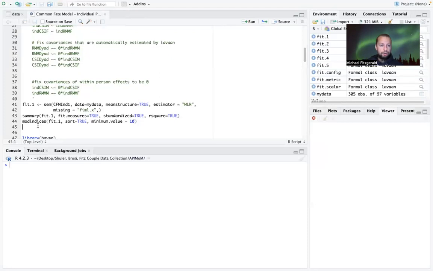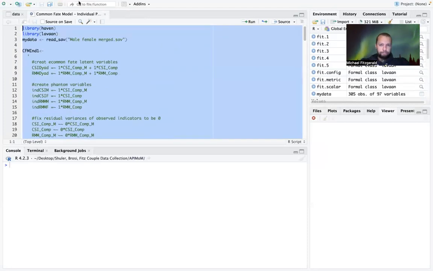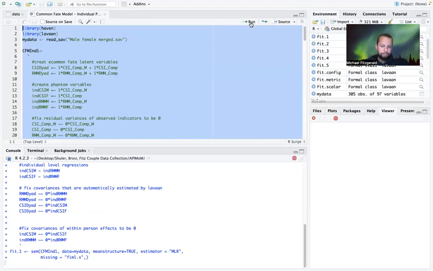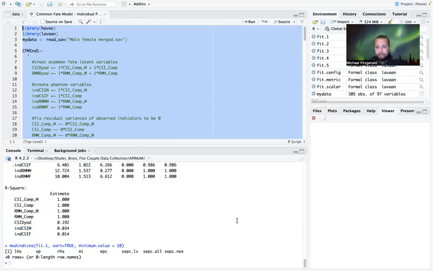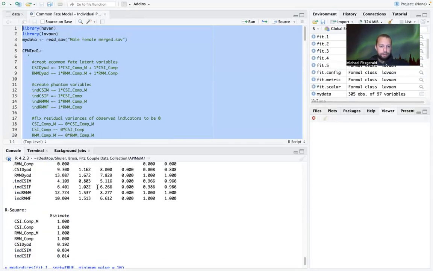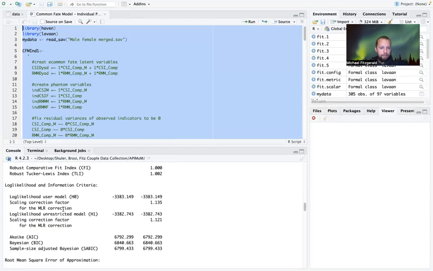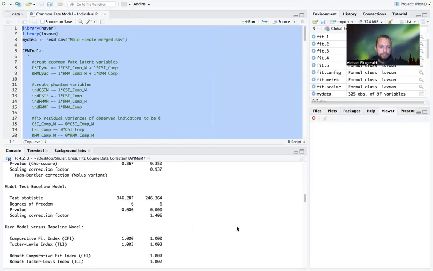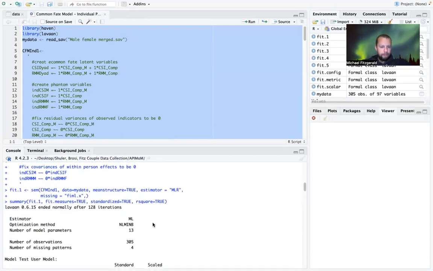So let's go ahead and run this. This model takes a little bit longer to run than others. We can go and take a look and see what we get. All right.